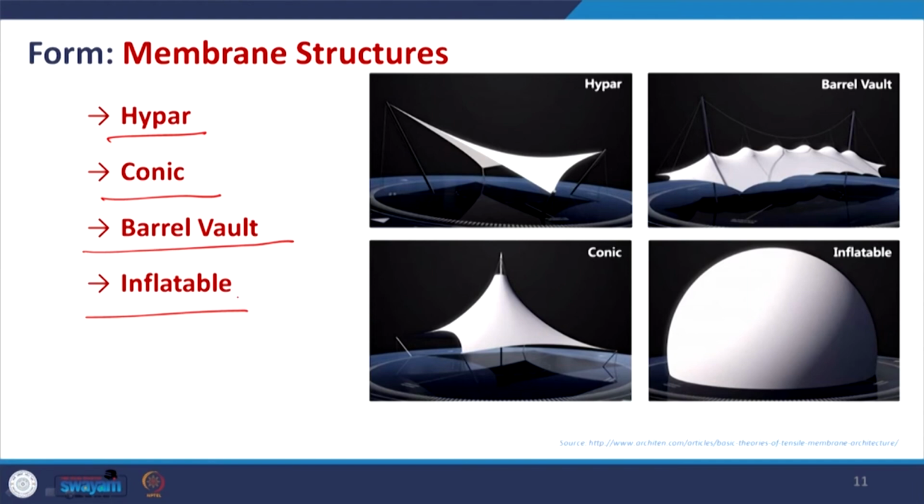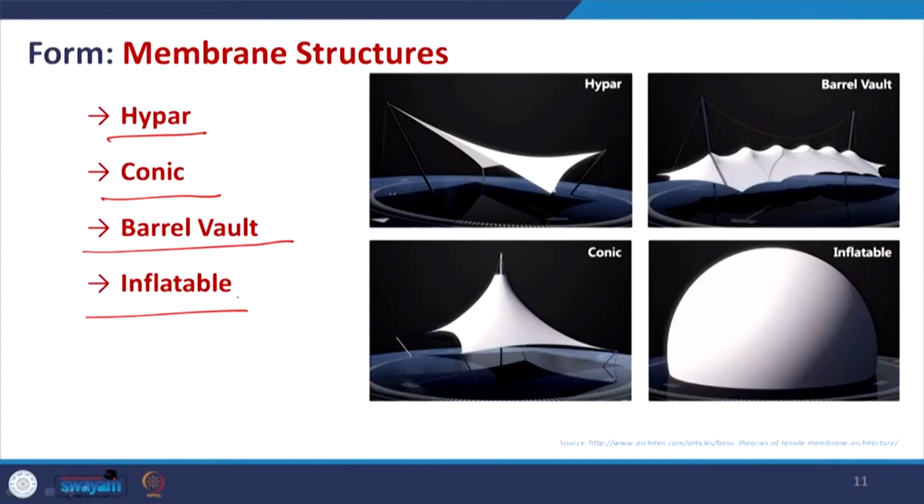Before we discuss each of them in detail, this is a summary of all these types. First, the hyper: we can say that the supports are placed at different heights, and then we give different tension to different portions of the cloth, membrane or fabric, and we create a form of, say, a hyperbola or hyperbolic paraboloid, something like that.